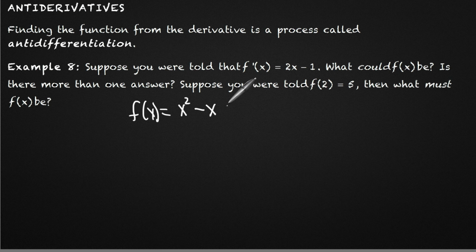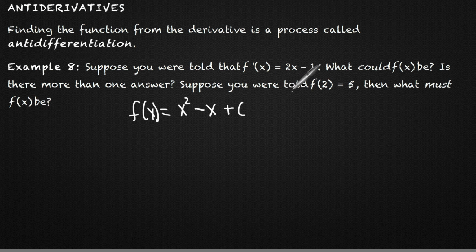However, you have to also put a plus c here, some constant, because it could be x squared minus x plus 2, it could be x squared minus x plus 5, it could be x squared minus x plus 20, because when you take the derivative of this constant, it goes away and you're still left with 2x minus 1. So you have to account for the fact that this c could be anything.